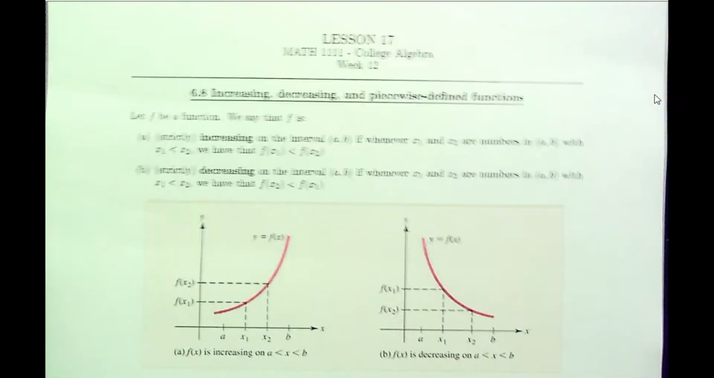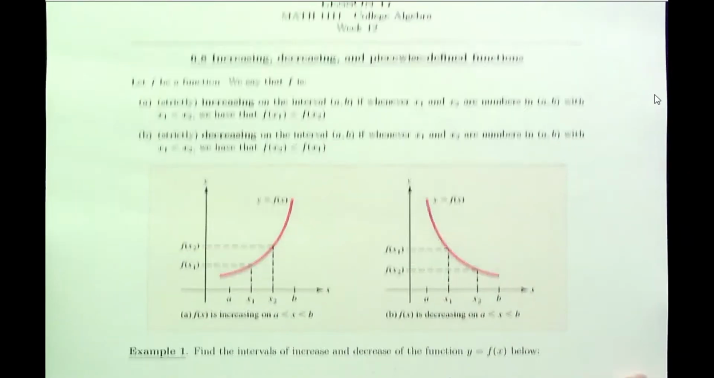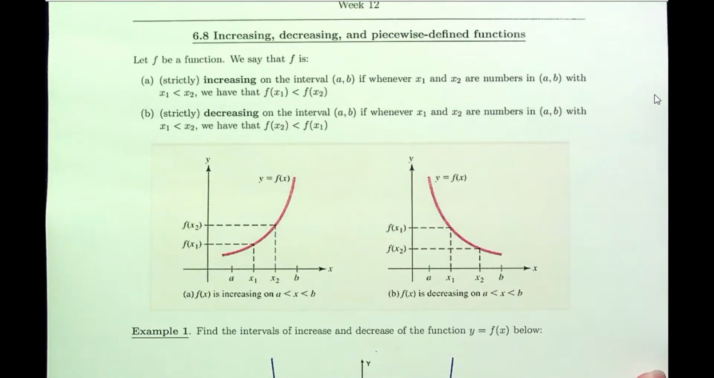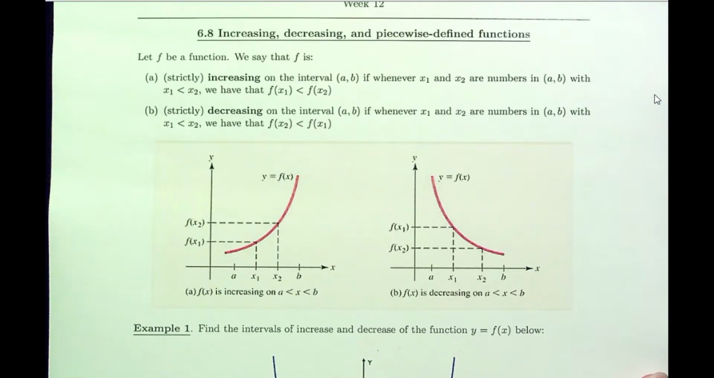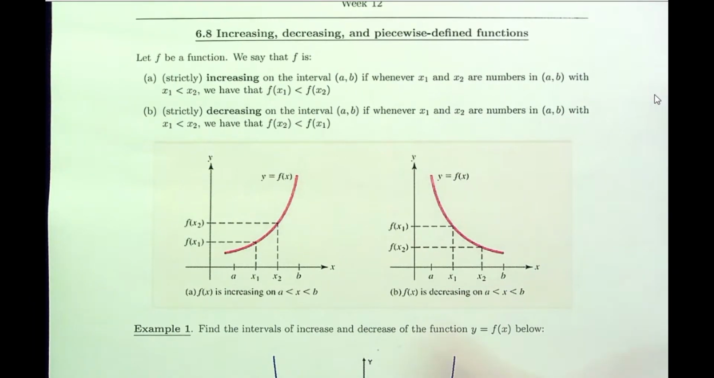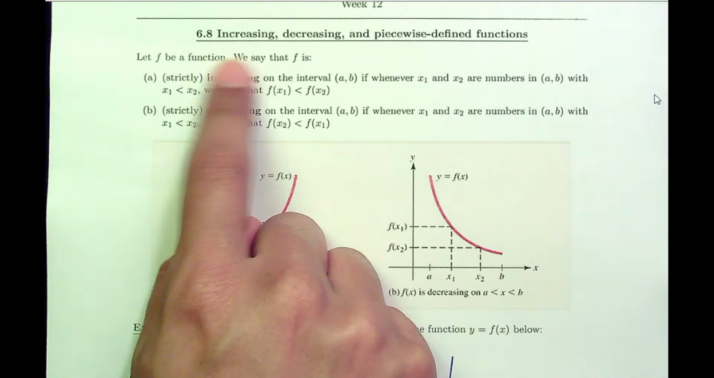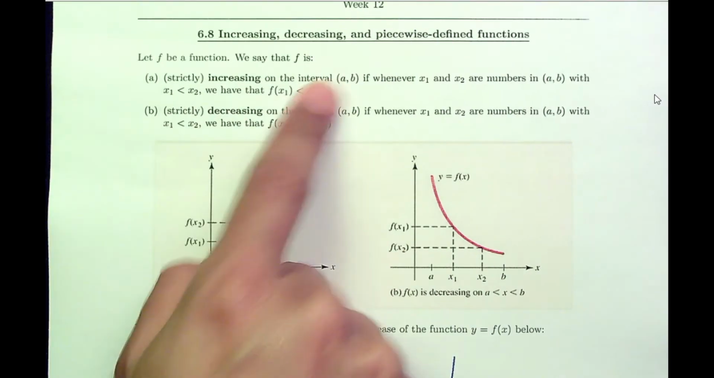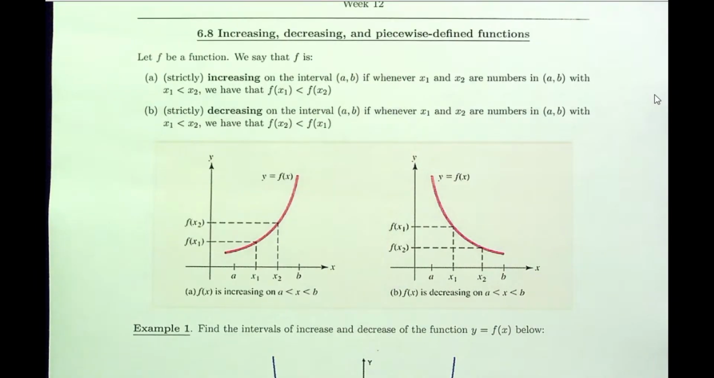Okay, so now we're going to go over lesson 17. Lesson 17 is on some concepts about graphs, about the shape of graphs. This one, section 6.8, is about increasing and decreasing functions, and also covers a little bit about piecewise defined functions. All right, so what is an increasing function?